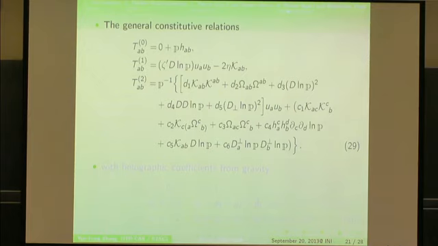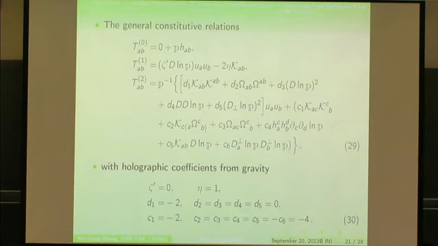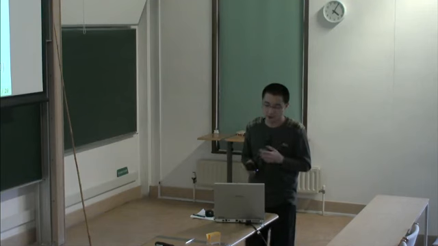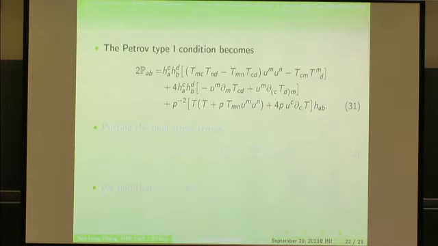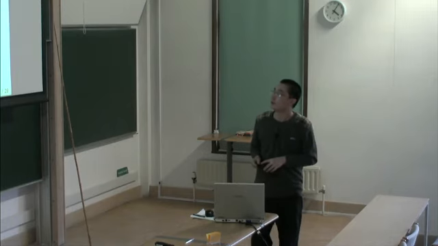Then this is just a general stress tensor construct, and the gravity calculation gives exactly the holographic coefficients. That means that in a general fluid the coefficients can be arbitrary, but this coefficient is determined by a special fluid due to gravity. Well, in this case, our Petrov condition has become the covariant form.